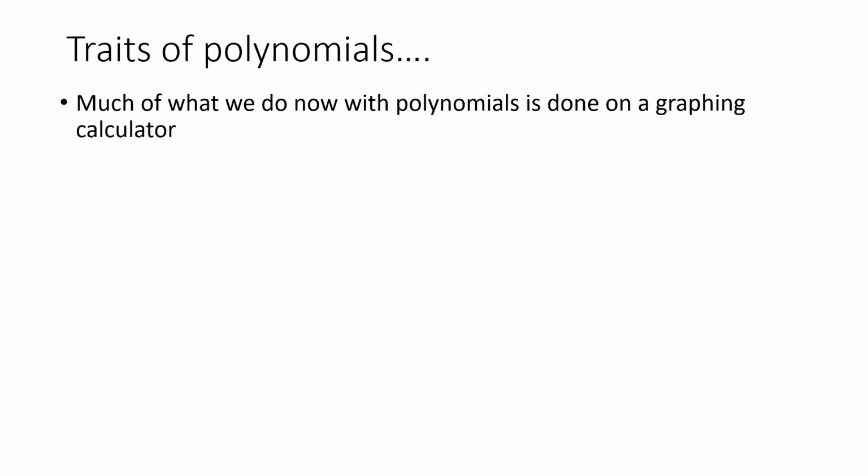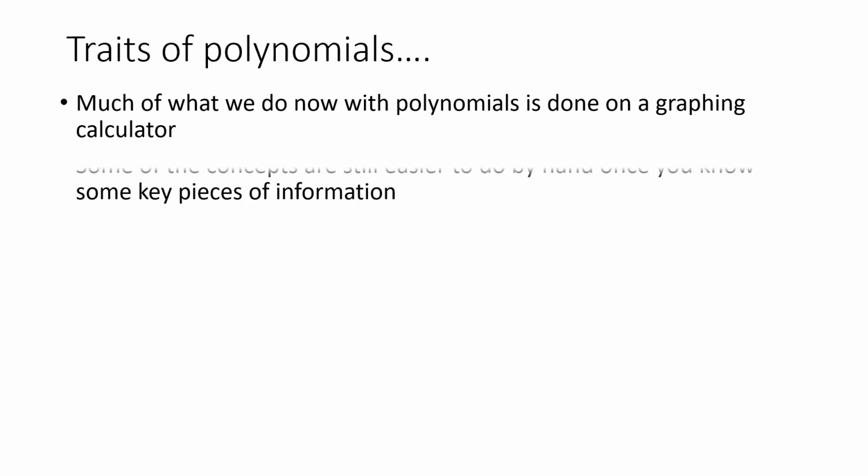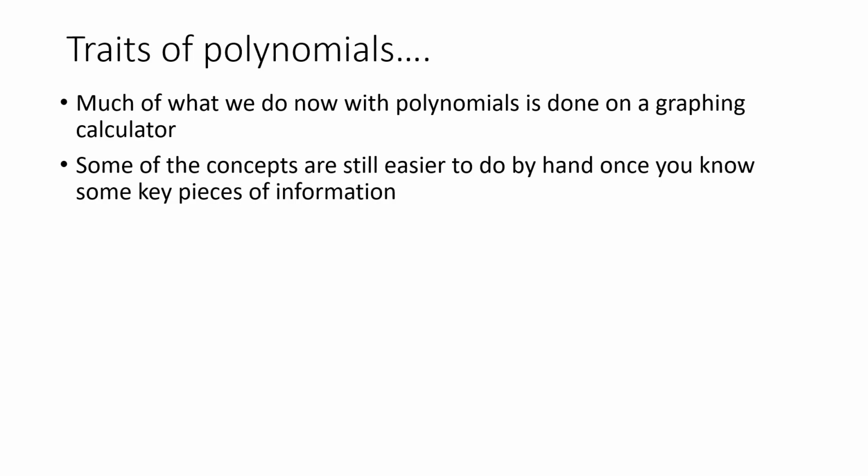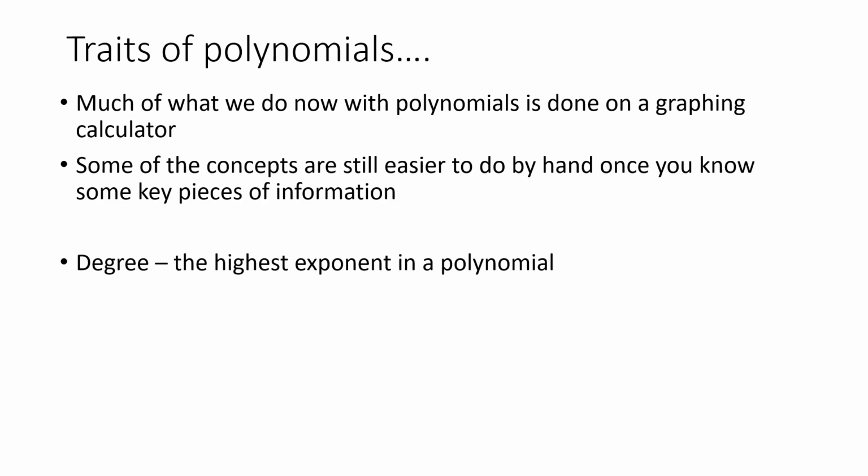They're very long, complicated processes to get information that we can get in a matter of moments if we know how to use graphing technology. But some of the concepts are still easier to do by hand once you know some key pieces of information. And this is really one of them: your degree and leading coefficient, which lead into understanding the end behavior of polynomials. This is still going to be faster and easier for you to do than using graphing technology. So we want to be selective in what we're using our technology to do.